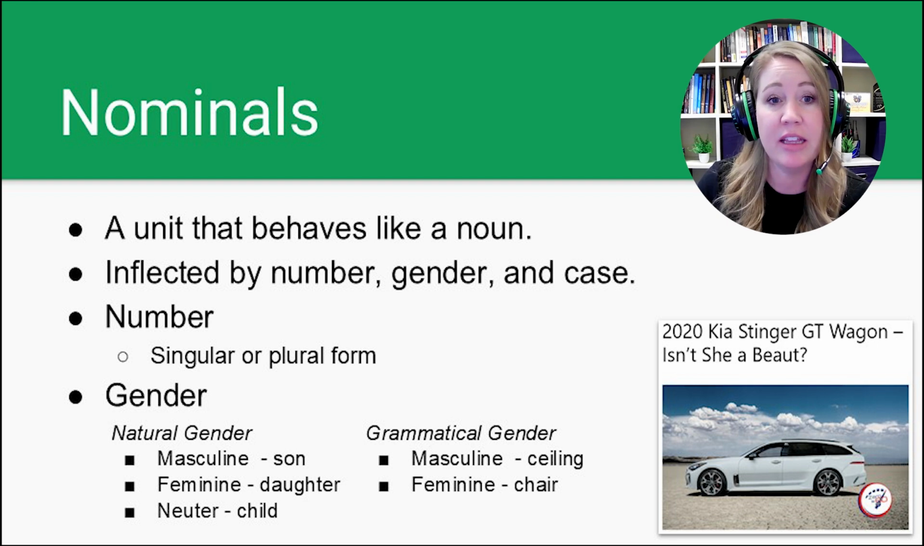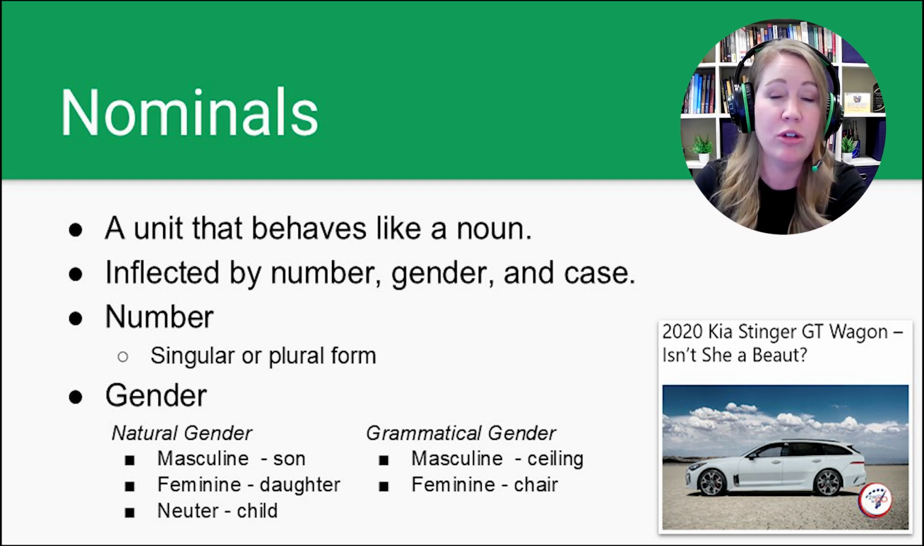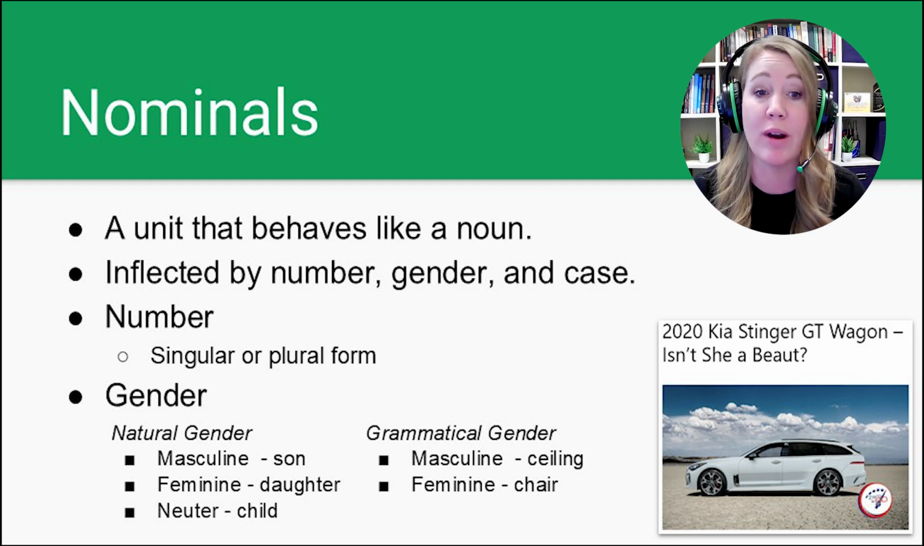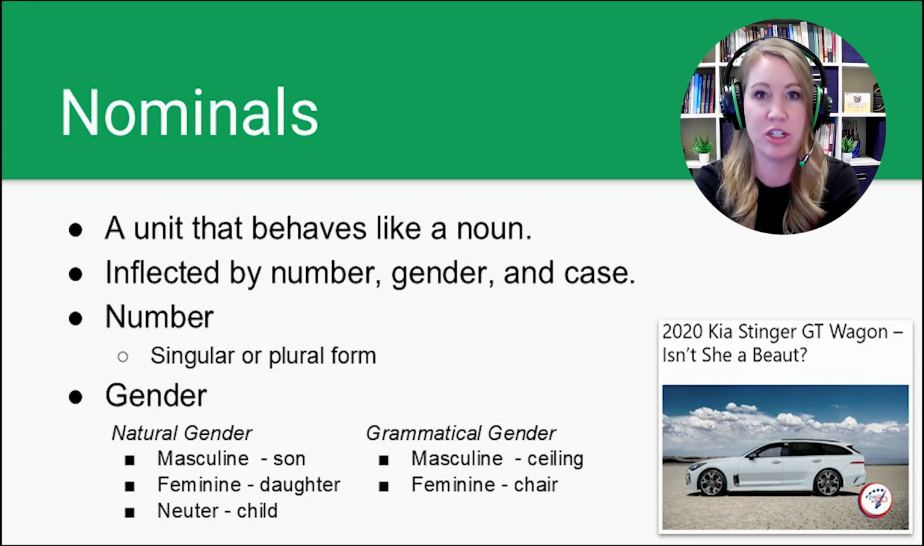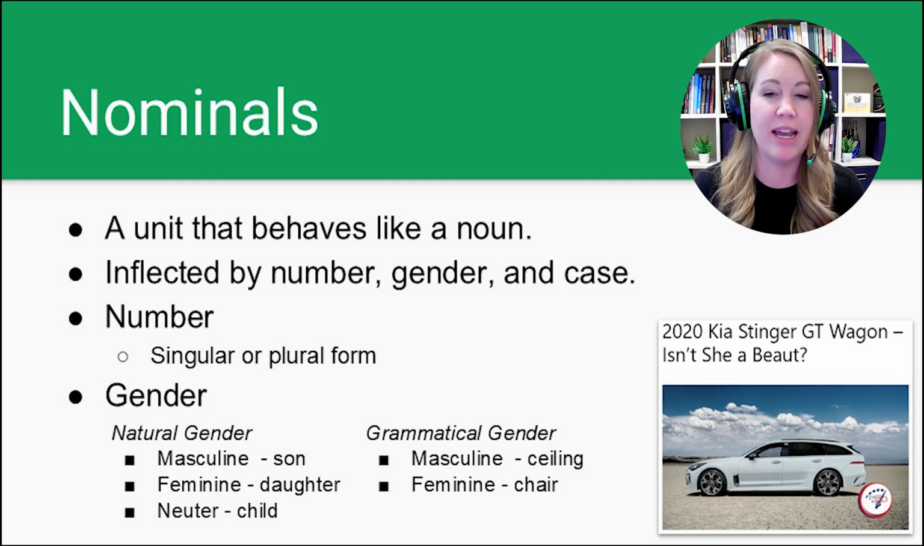However, in English, we do have gender. We have three gender classes: masculine, feminine, and neuter. So we have words that reference feminine things like daughter, words that reference masculine things like son, and words that are neuter like child. This way of assignment is called natural gender. Natural gender refers to the biological or social sex of a thing, like a person or animal, where nouns are categorized based on inherent qualities rather than arbitrary rules.